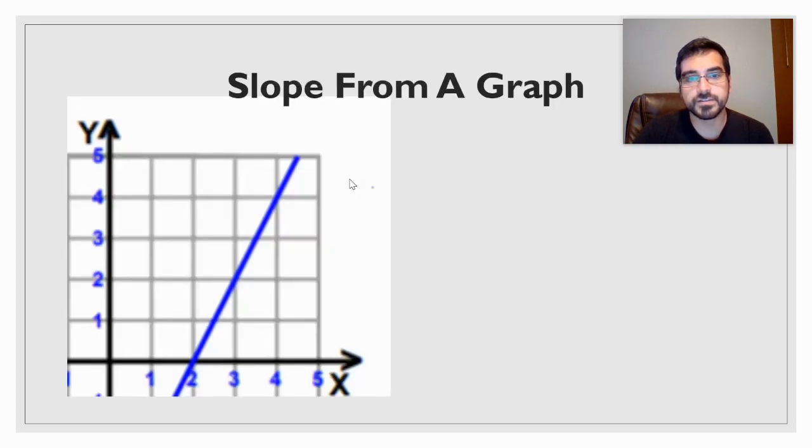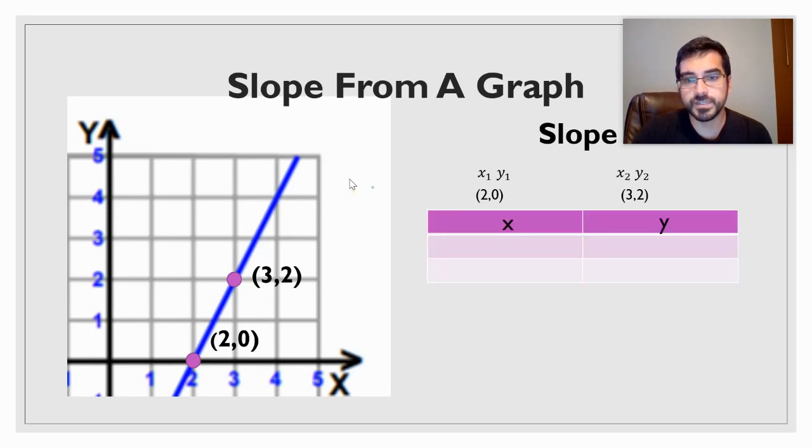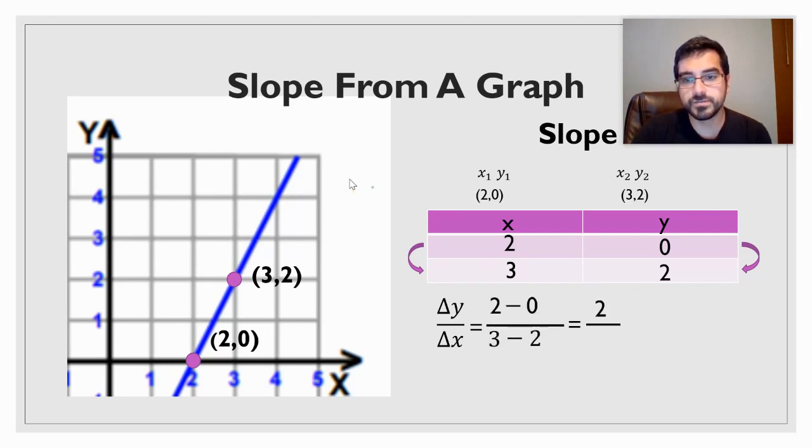Now you go ahead and try to find the slope for this graph. To double check your work, remember we have to find two bullseye points. I chose (2, 0) and (3, 2), or you could use (4, 4). I'm going to write them down and label them x1, y1, x2, y2, and put them in a table. Draw my arrows. Then I'm going to set up delta y over delta x, which is equal to 2 minus 0 over 3 minus 2, which is equal to 2 over 1, which we could reduce to 2.